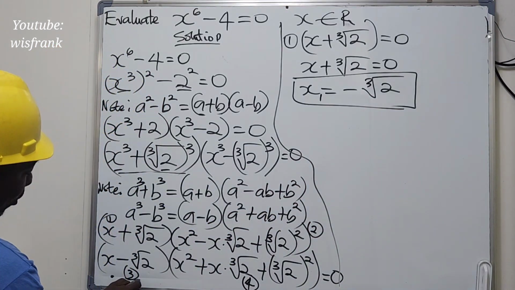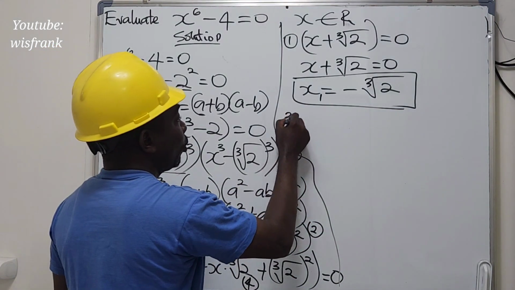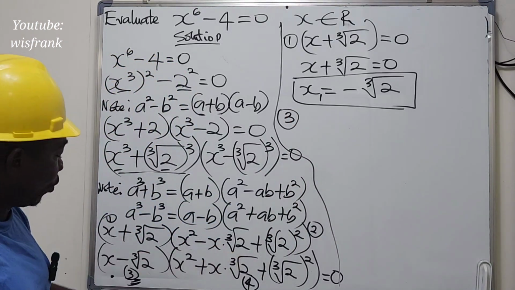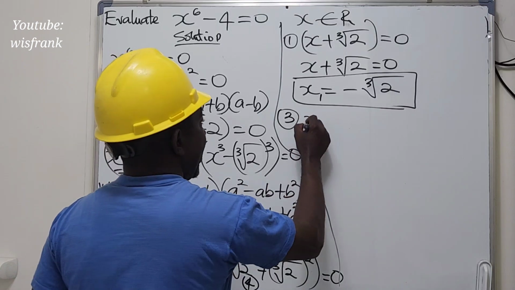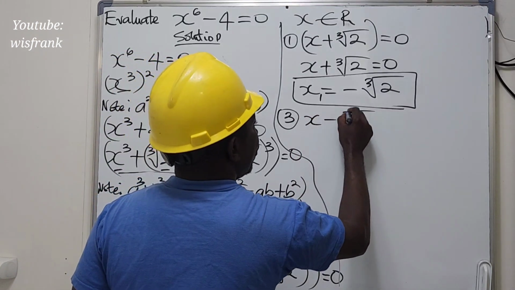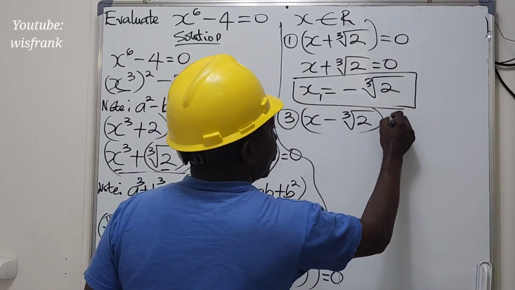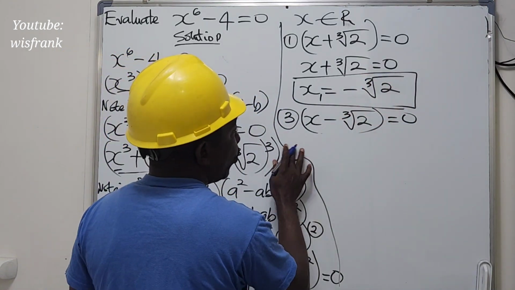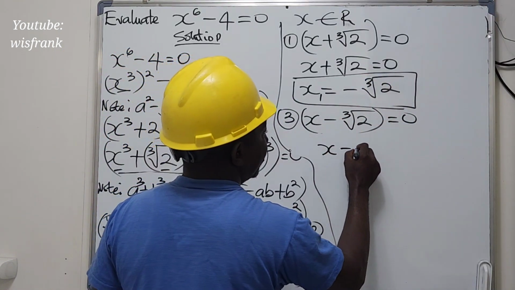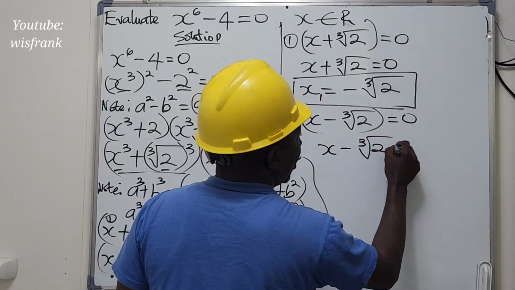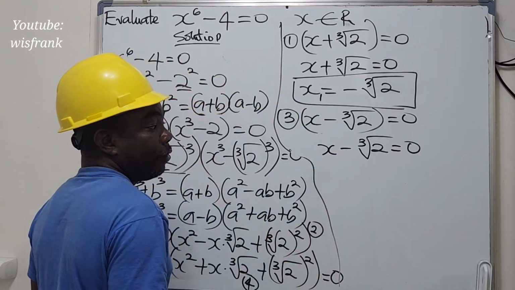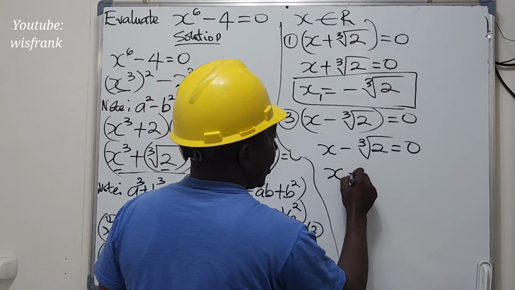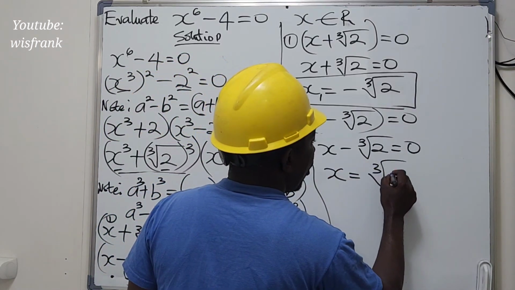Then let's take the third parenthesis. We are going to deal with it first before we go to the other. The third one is x minus cube root of 2 equals 0. So in this case, doing away with the parenthesis, we have x minus cube root of 2 equals 0. For us to find the value of x, we need to transpose this to the other side. So this will become x equals cube root of 2.